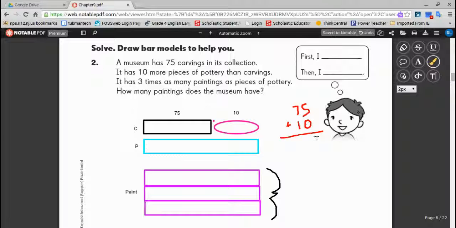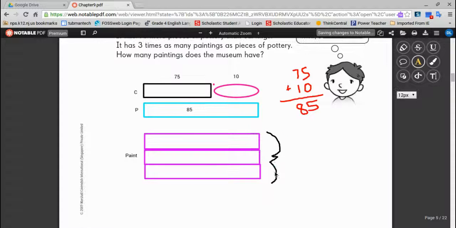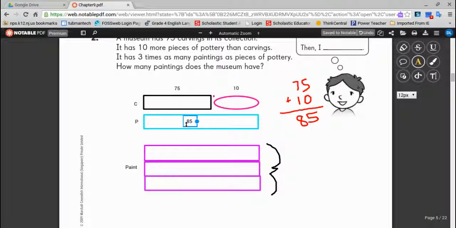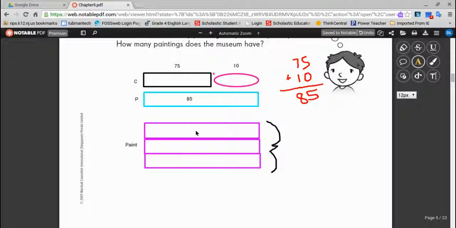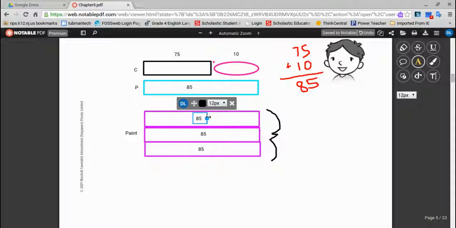Right? So 5 plus 0 is 5, and 7 plus 1 is 8. So the first thing I figured out is that my pottery is 85. So once I figure out that I have 85 pieces of pottery, then I can do the painting. Again, it's 3 times as many paintings as pieces of pottery. So that means I know that each one of these is 85 because it's 3 times as many pieces of pottery. So my paintings, I have 3 groups of 85, and 3 groups of 85 is just 85 times 3.